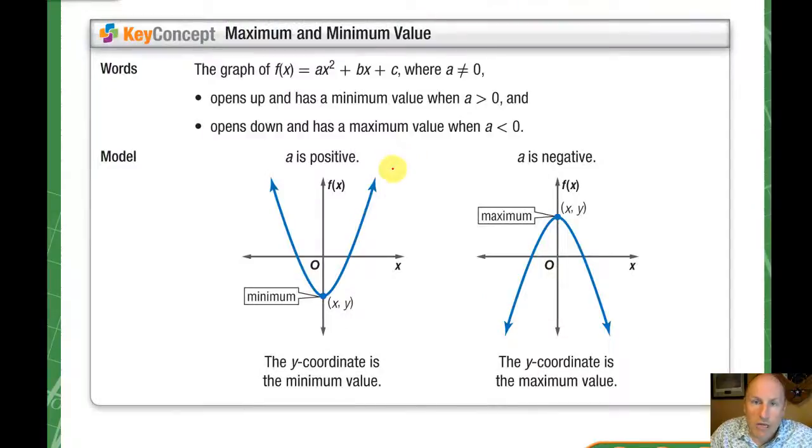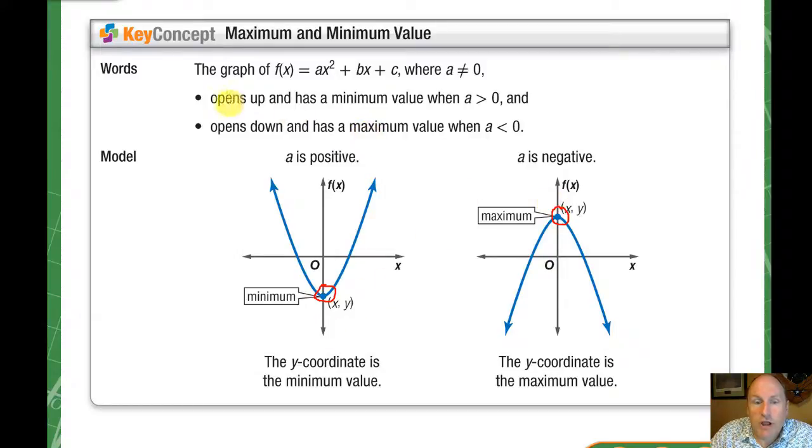Possibly the most important concept with quadratic functions in terms of their use is finding the minimum or maximum value of the quadratic. This is done by finding the coordinates of the vertex, because the vertex is either the minimum of an upward facing parabola or the maximum of a downward facing parabola.